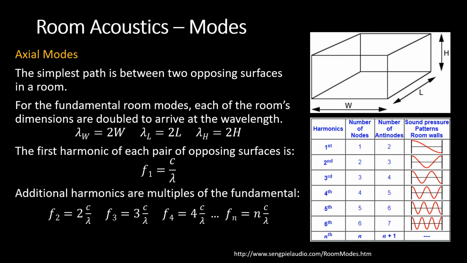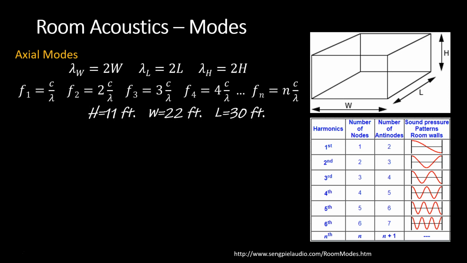And then additional harmonics are multiples of that, just like when we saw the fundamental and then the harmonic frequencies in the first lecture: 2 times, 3 times, 4 times, or 5 times that initial frequency. And that's how to calculate what those room modes are. So if we look at this room here, for the sake of time, I'm not going to go through all of the examples or all of the calculations.